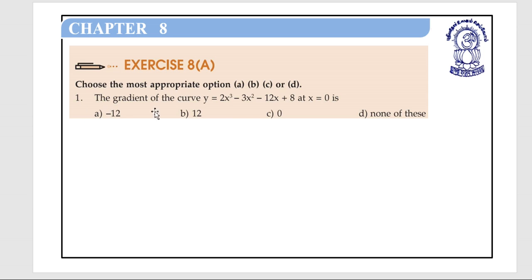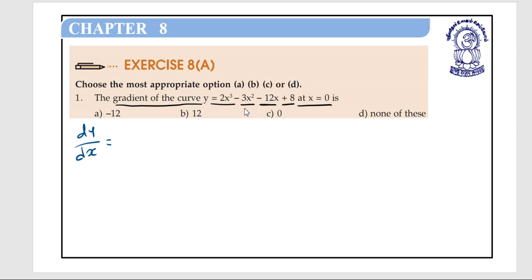Question number 1. The gradient of the curve y is equal to 2x cube minus 3x square minus 12x plus 8 at x is equal to 0 is. Gradient means you have to find out the differentiation of this curve, means differentiation of y. So dy by dx is called gradient.